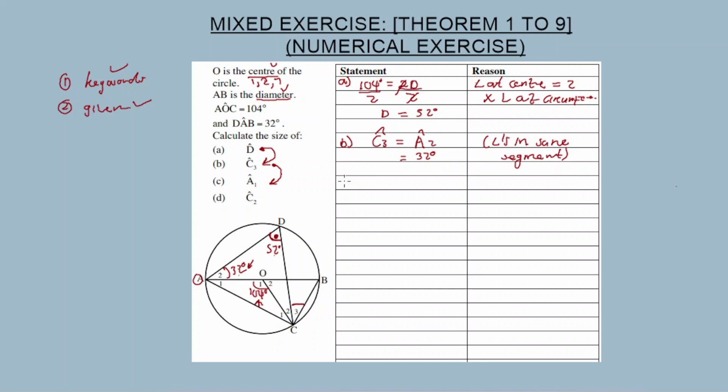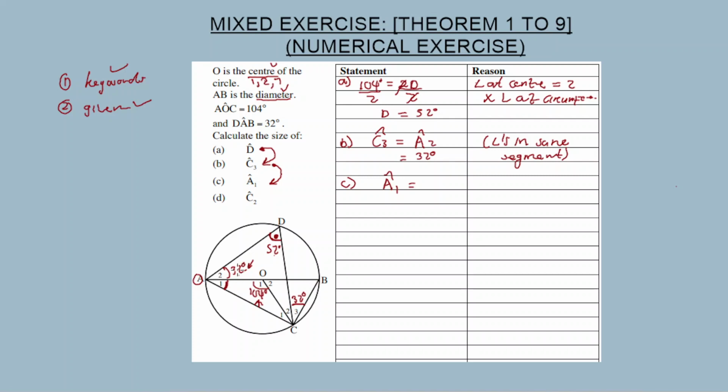So A1 and C3 is equal to 32. How about A1? There's nothing. We ask ourselves again about A1, the angle we want. How can I calculate A1 this time? Can I use the 32 to calculate A1?